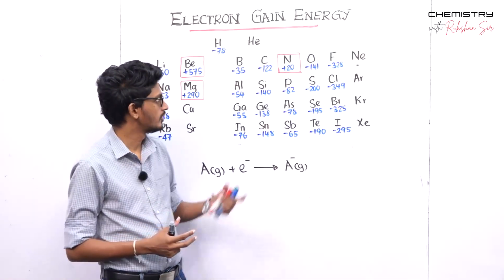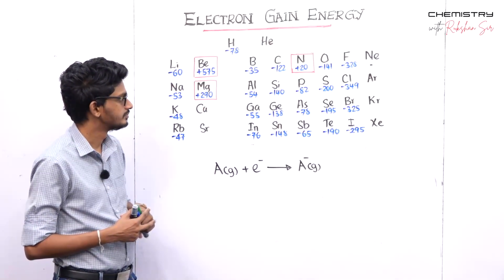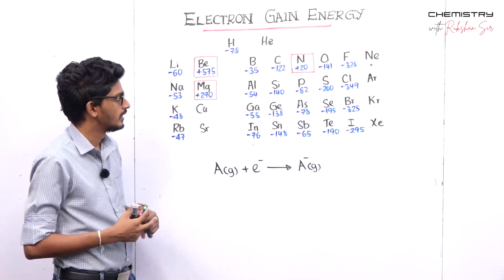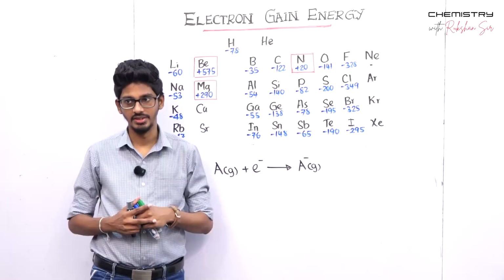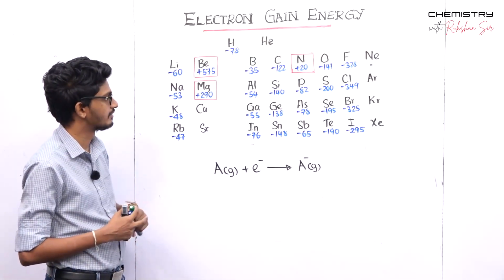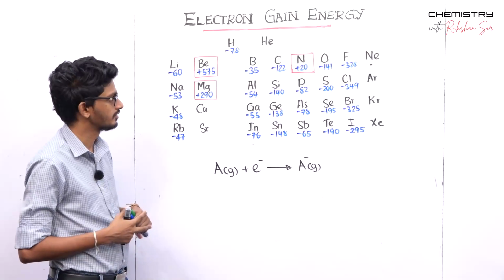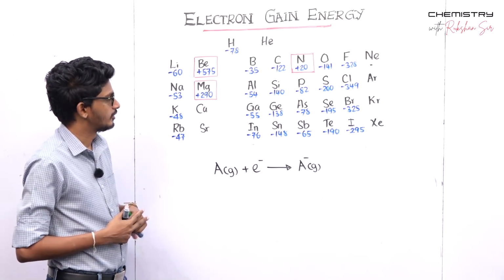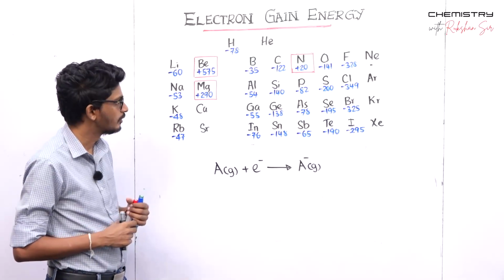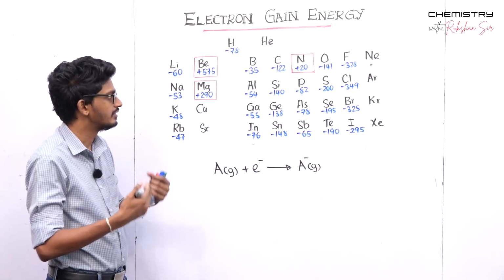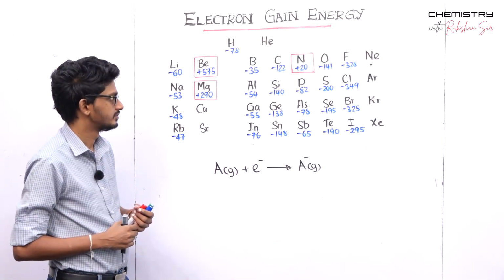Okay, so electron gain energy values are given in this table. You can see some positive values as well as negative values appearing in this table, right? This is in your notes. We'll discuss what these positive values and negative values are, and what trends we can observe with these numbers.